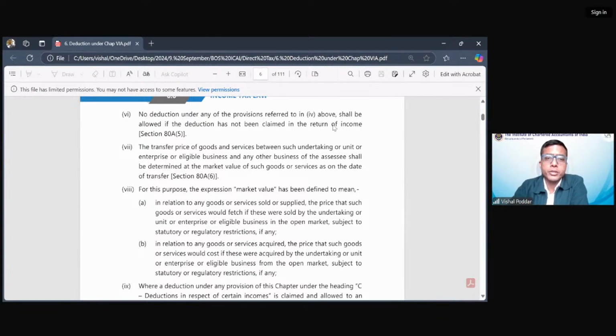What does this condition, subsection 5, say? If you have not shown that deduction in your returns, you cannot claim that deduction. In other words, the government will not allow you the deduction automatically. If you want it, you have to claim it.